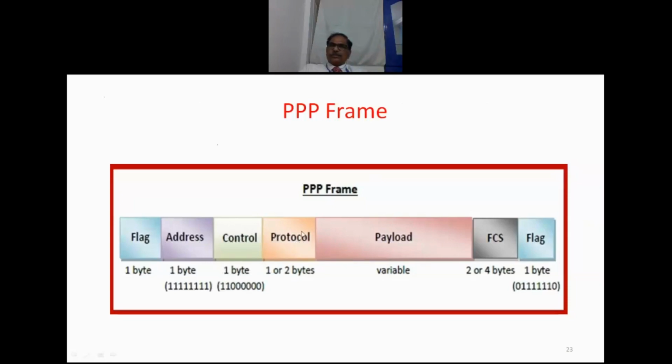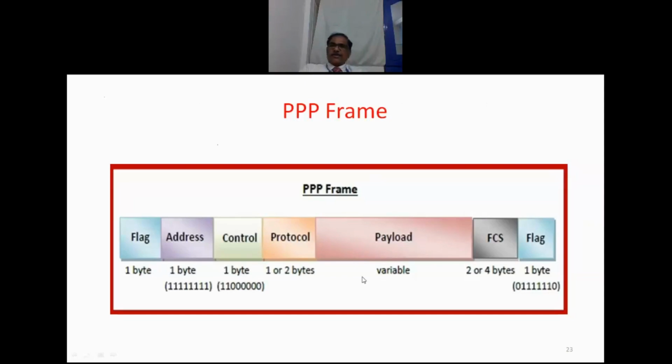Then the protocol field. The protocol indicates what type of data is there in the payload field, whether it is text based or audio based or video based, or any control information or any parameters the sender and receiver are exchanging. So it indicates negotiations too, depending on what information is moving in this area.